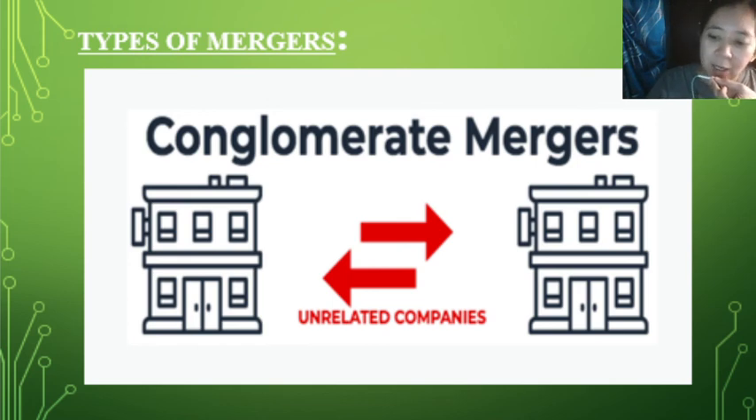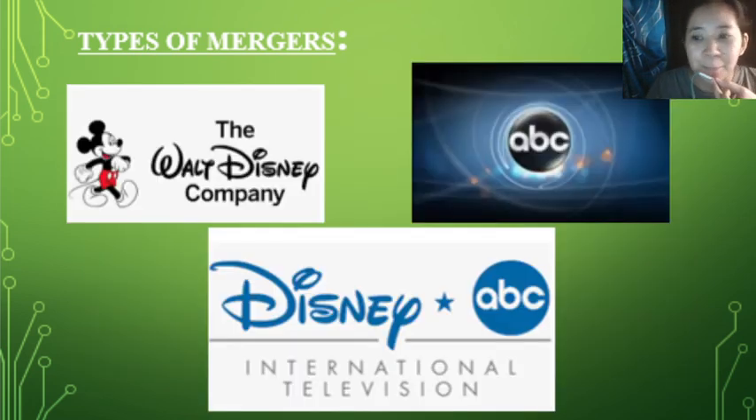We have here an example of a conglomerate merger: the merger between the Walt Disney Company and the American Broadcasting Company, or ABC. They are considered to be a conglomerate merger. Walt Disney Company is an entertainment company, so we all know that. While the American Broadcasting Company is a U.S. commercial broadcast television network or media news company.